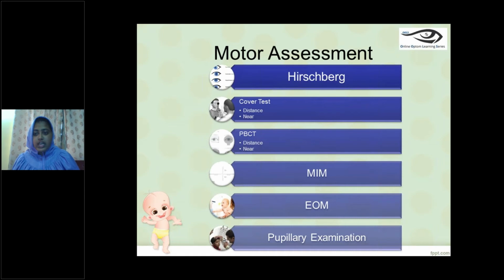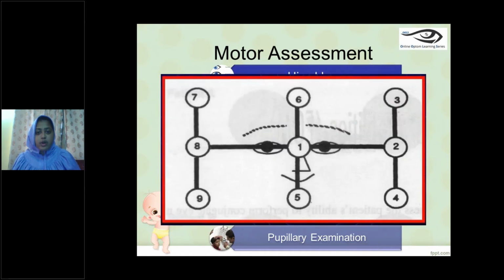Moving on next to the EOM, so we have to check the integrity of the extraocular muscles. So we will use the broad H method and move from how I have shown it in the image from 1 to 2 till 9 and test all the extraocular muscles.